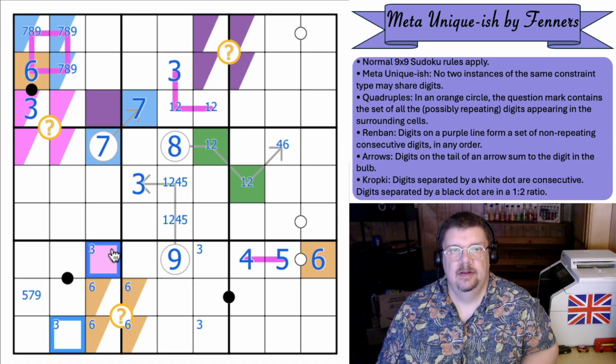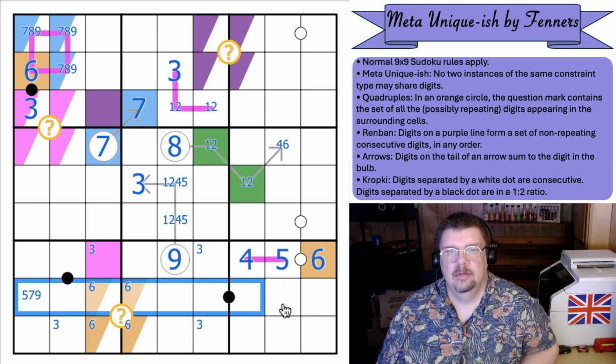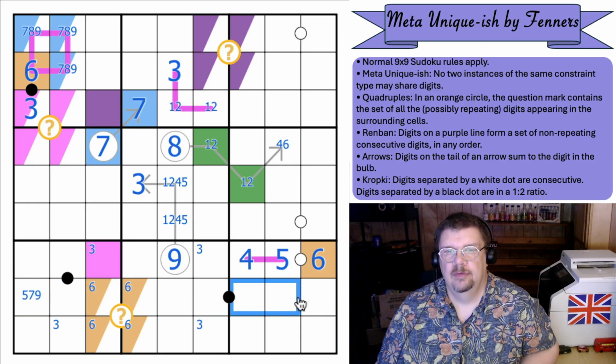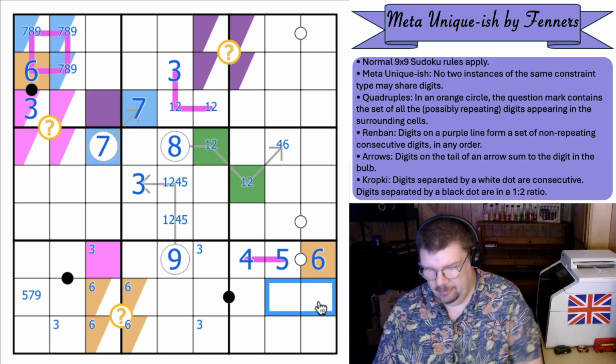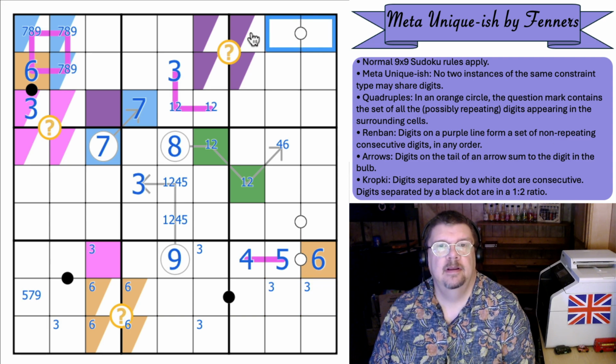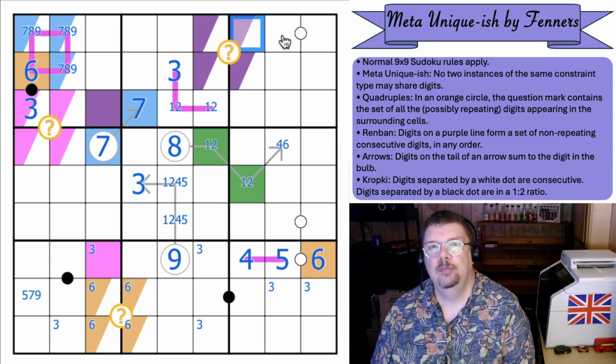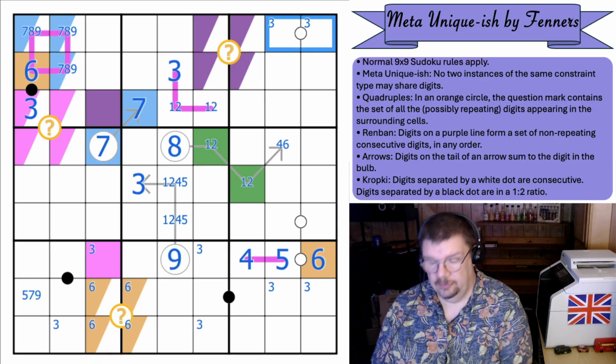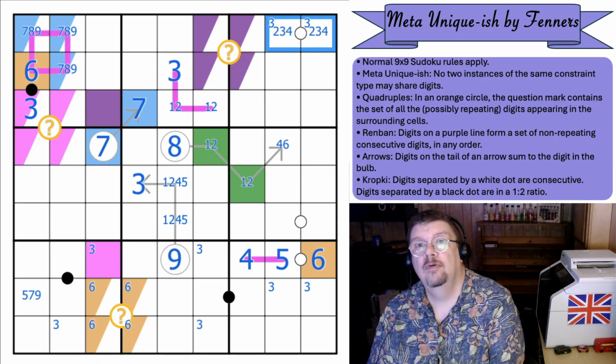And that now means that the 3 in this row can't be any of those because of the 3 being there or there. Can't be any of those because of the 3 being there or there. So it must be one of those 3, and it can't be that one. So we can put a 3 into one of those two. We can put a 3 up here. It can't be there because we already have a 3 on a quadruple circle. So that goes with 2 or 4.